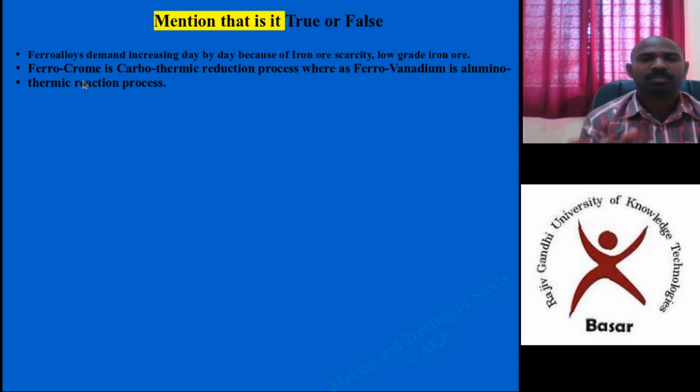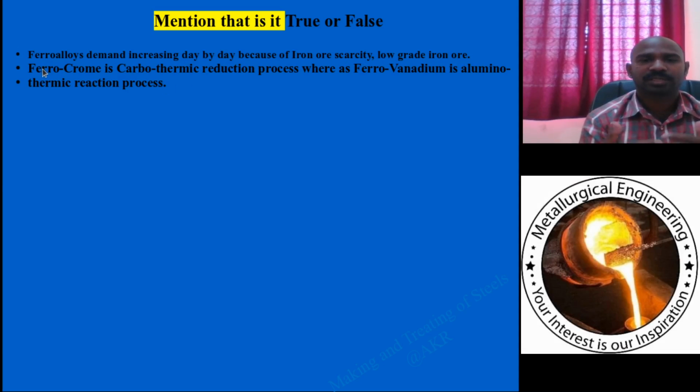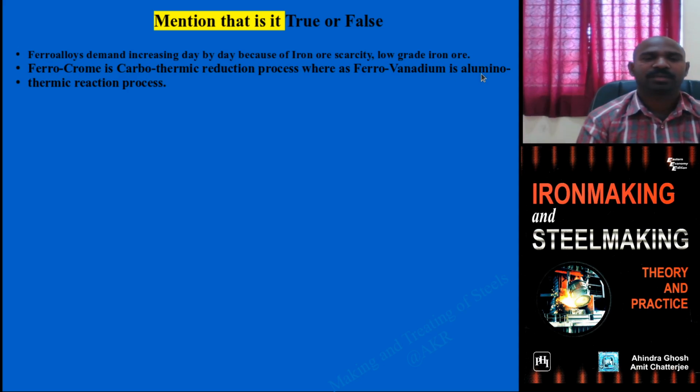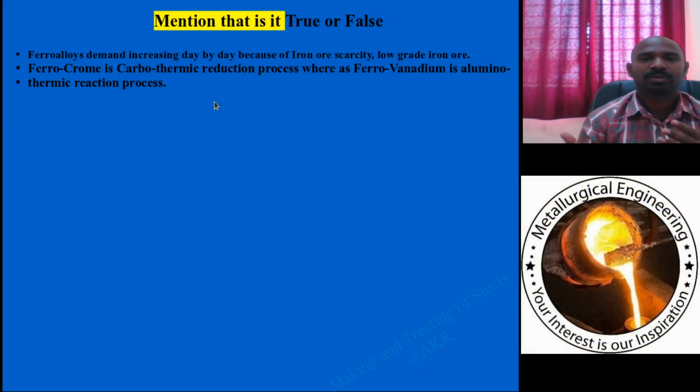Now a question on ferrochrome: is it true or false? The first question, answer this. Second question: ferrochrome, a carbothermic reduction process, is one example from bulk ferroalloys, whereas ferrovanadium, an aluminothermic reaction process, is from noble ferroalloys. Is it true or false? Give your opinion as the answer. Thank you.